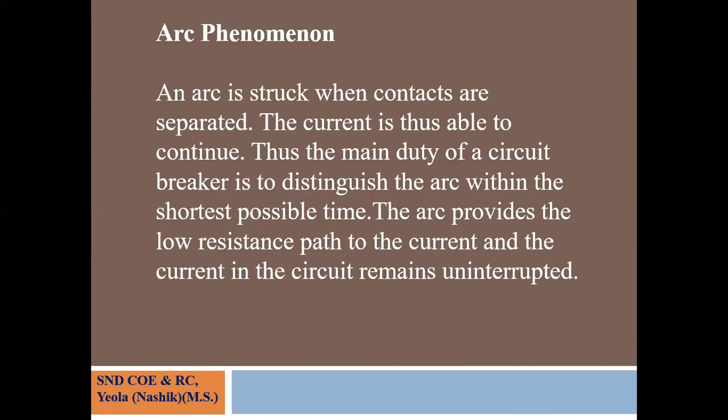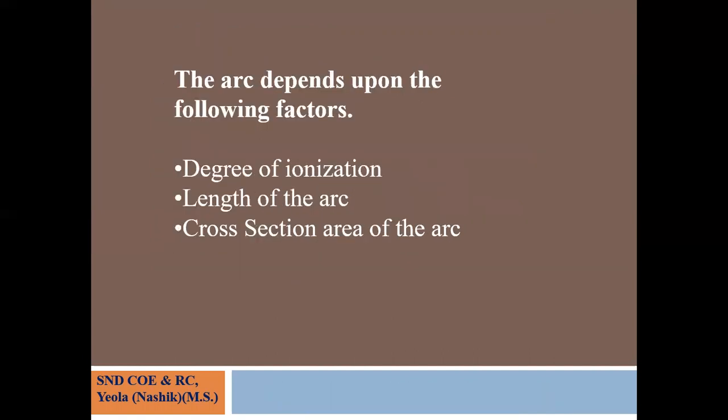Arc phenomenon. An arc is struck when contacts are separated. Thus, the main duty of a circuit breaker is to extinguish the arc within the shortest possible time. The arc provides a low resistance path to the current, so the current in the circuit remains uninterrupted. The arc depends upon the following factors: first is the degree of ionization, second, the length of the arc, and third is the cross-section area of the arc.